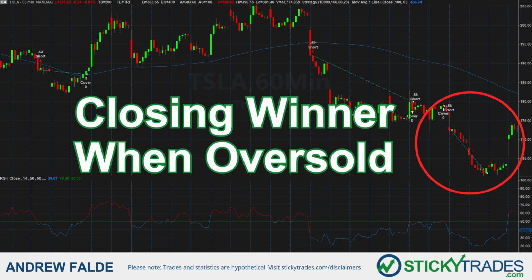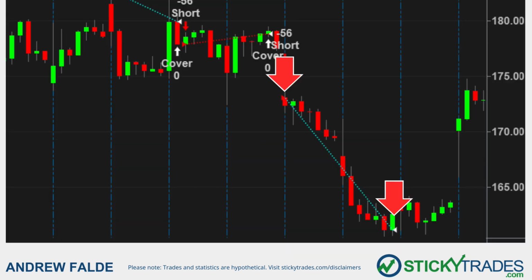You need other signals and triggers besides that. But when you're there and you're short, you do not want to hold that trade on the short side. The same, by the way, is not true on the bullish side. We'll talk about that in other videos. You can hold bullish trades, but it's really dangerous to hold short trades in oversold territory.